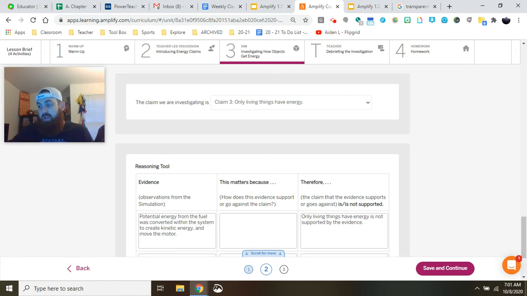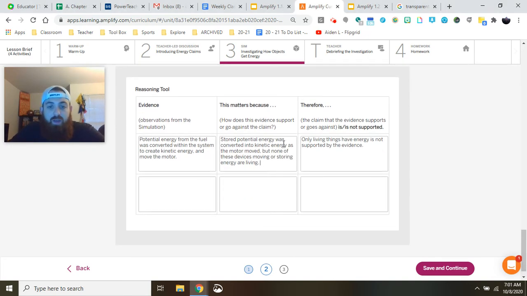So let's go ahead and take a look at how I would do that. Stored potential energy was converted into kinetic energy as the motor moved, but none of these devices moving or storing energy are living. Notice I connect what I saw with this idea that only living things have energy is unsupported. I'm connecting things here with my reason. Simple observations, simple claim, detailed explanation.